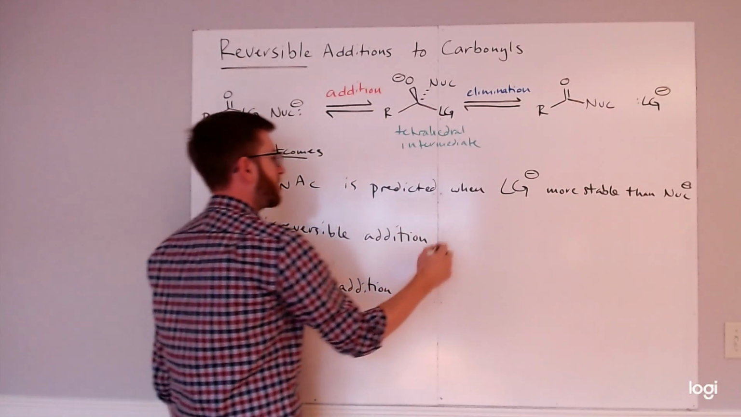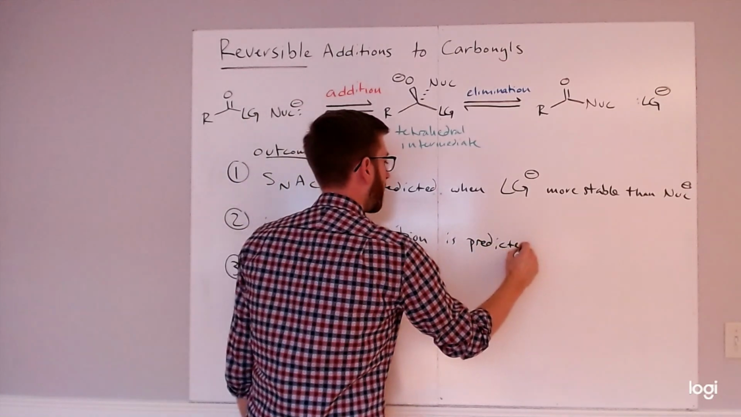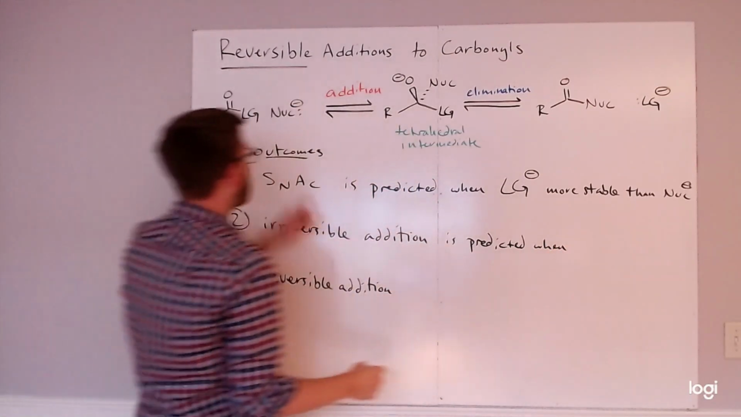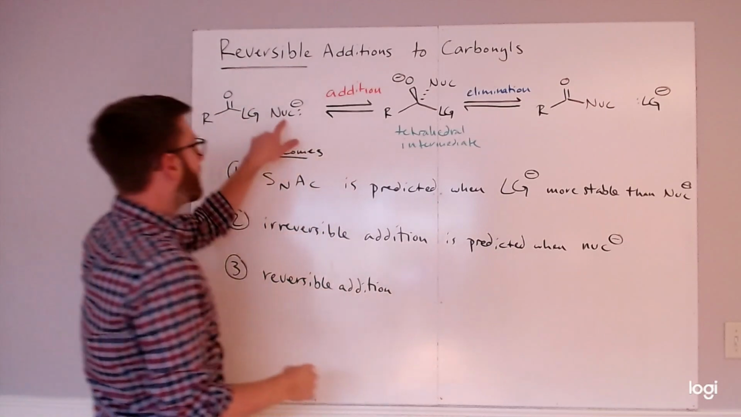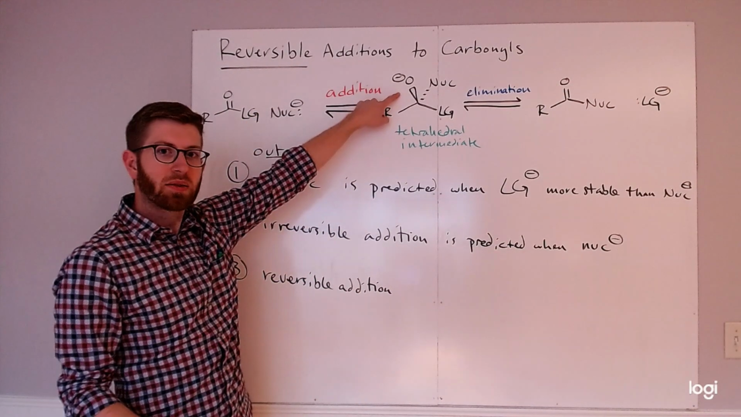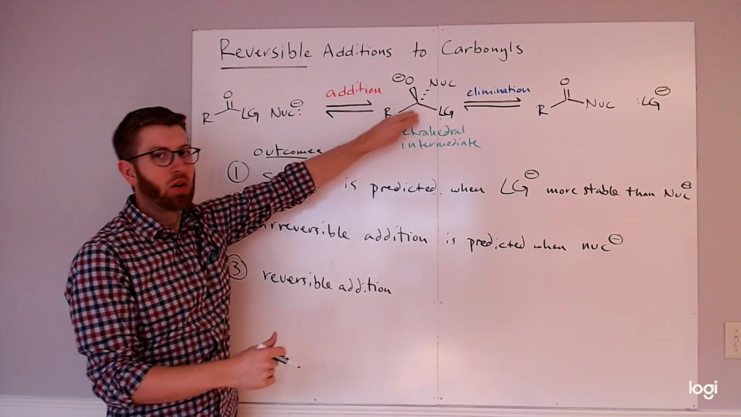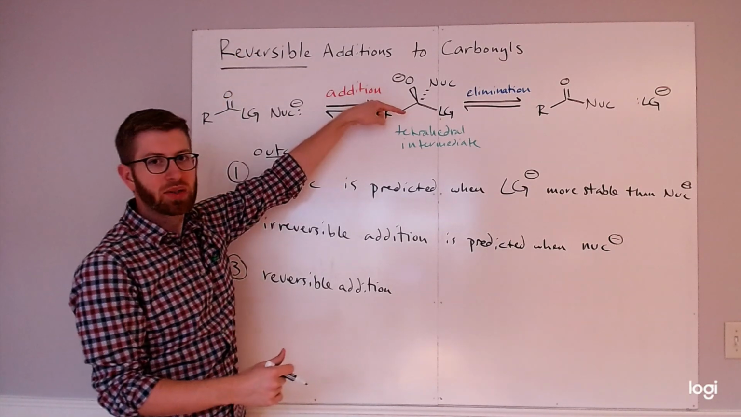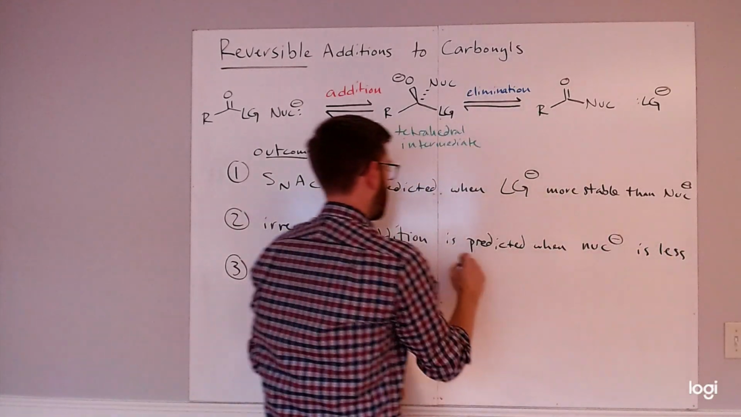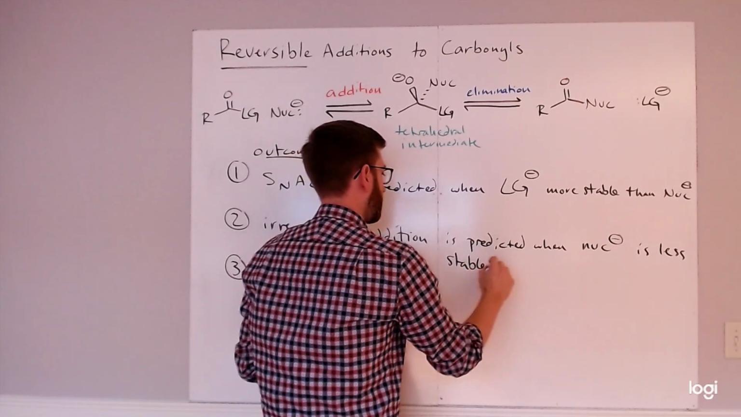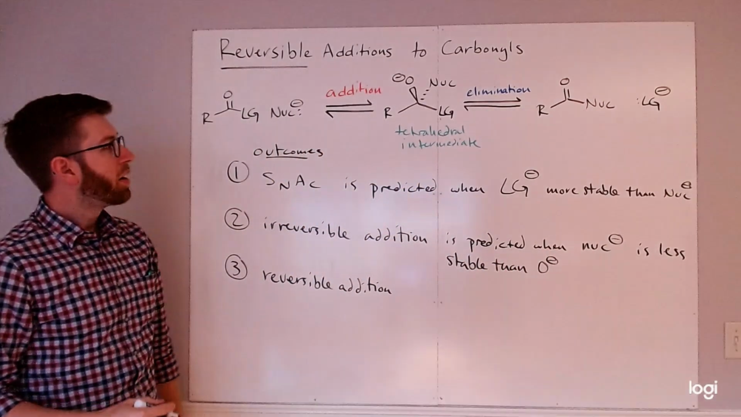The irreversible addition is predicted when our nucleophile anion is less stable than O minus. So basically we're saying nucleophile anion is worse than O minus. That should give us a driving force to get to the tetrahedral intermediate. And that's not enough though.